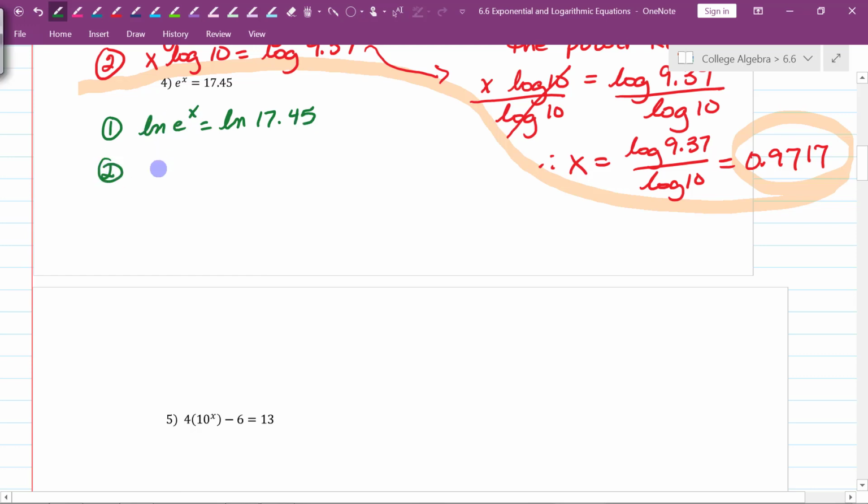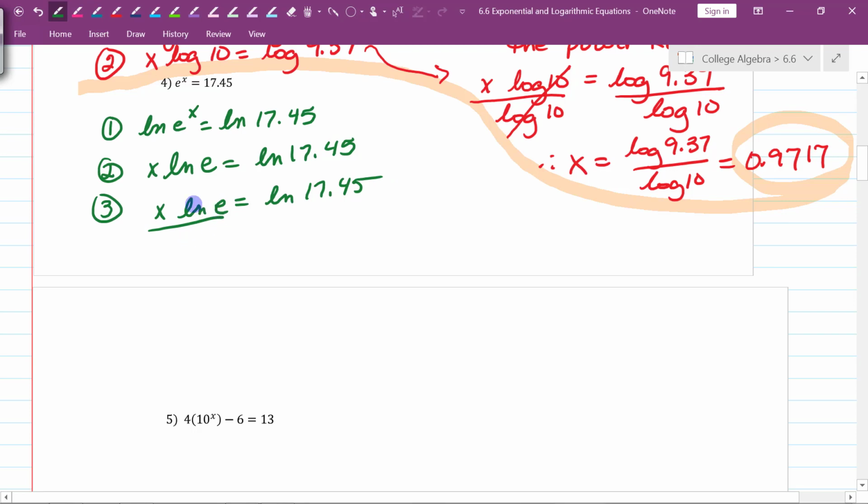Apply the power rule, so that's going to be x natural log of e is equal to the natural log of 17.45. Step 3, solve for x. So I have x natural log of e is equal to the natural log of 17.45. To solve for x, this is just a number. This is like a coefficient. So you can divide both sides through by the natural log of e.